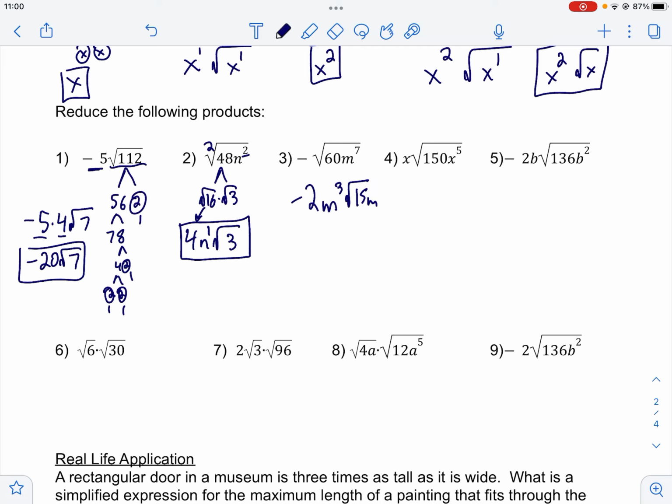So for number 3, m to the 7th divides by 2 3 times with 1 left over. The square root of 60 can break down into the square root of 4 times the square root of 15. So 2m to the 3rd square root of 15m.